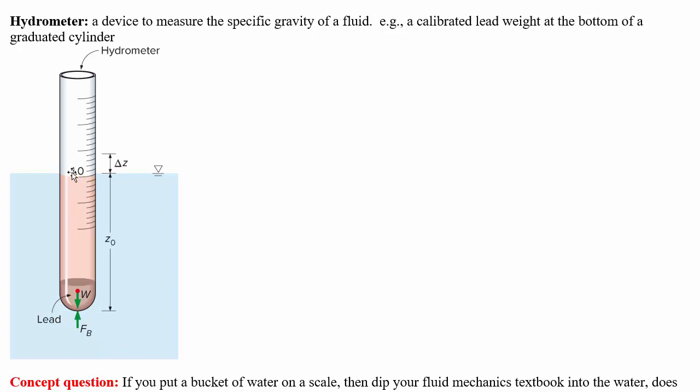So if 1 is the reading that you would have in water, if you have some other fluid here, which is heavier than water, has a higher specific gravity, then it would be lifting this up because the buoyant force would be stronger. So you would put the indications on this dial to be higher numbers for lower readings.